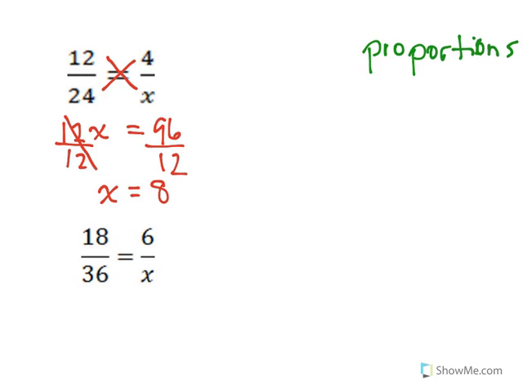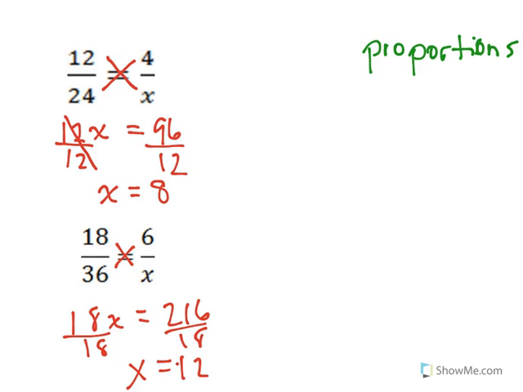Okay, if you went ahead and answered it, you cross multiplied here, and you got 18x equals 36 times 6, which is 216. Now we divide both sides by 18, and we get x equals 216 divided by 18 is 12. So x equals 12.